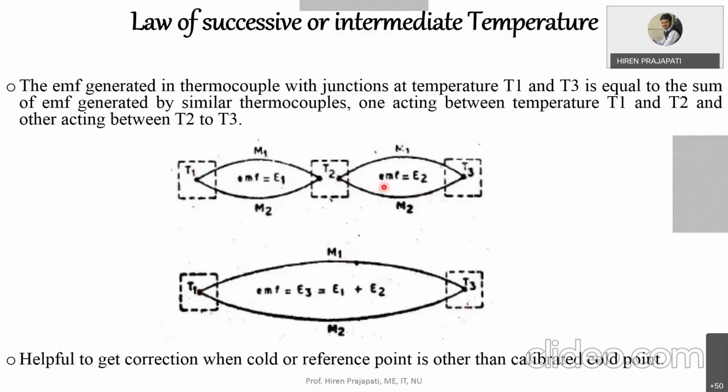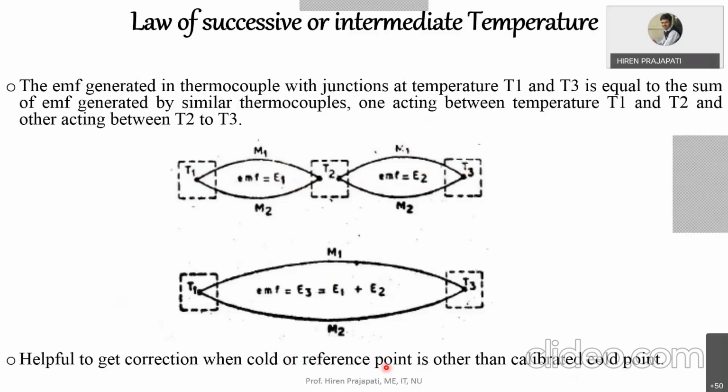So this gives us an idea about the linearity of thermocouple performance, right? If the same combination M1 and M2 is used between temperatures T1 to T2 and T2 to T3, then the total EMF between T1 and T3 equals the sum of these two EMFs, E1 and E2, right? This law is helpful in a thermocouple to generate a correction when the cold or reference point is other than the calibrated cold point. We'll try to understand this through one example that will give you a clear idea.